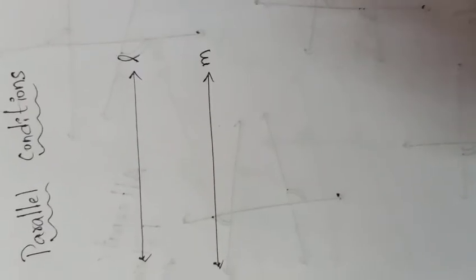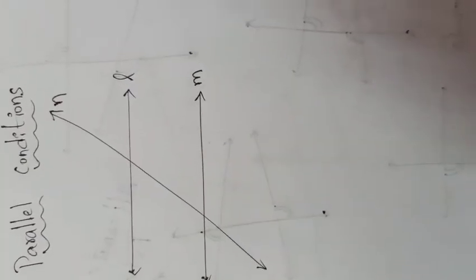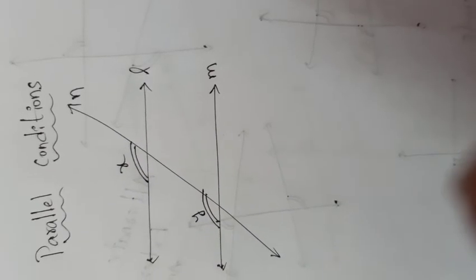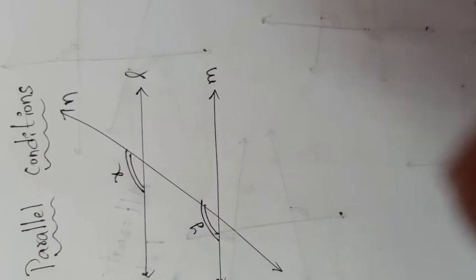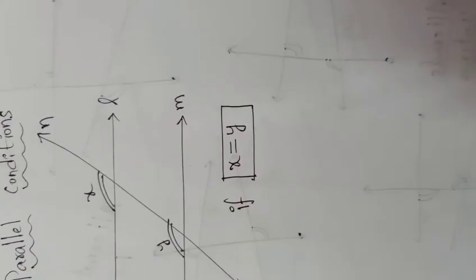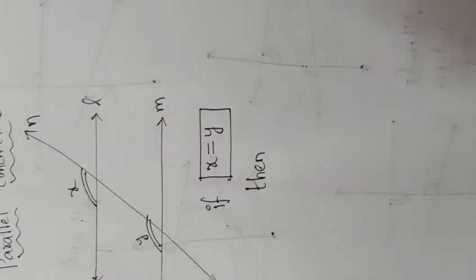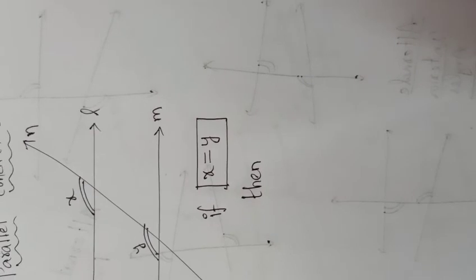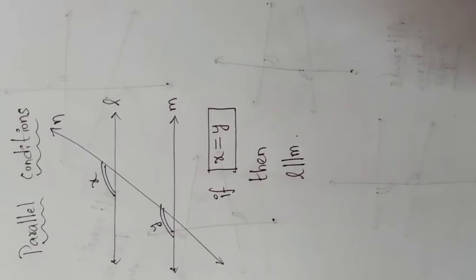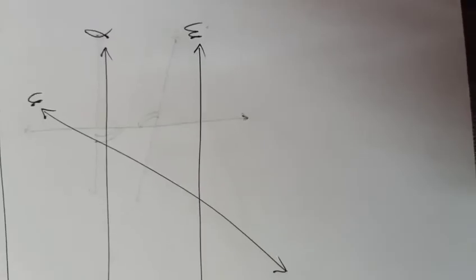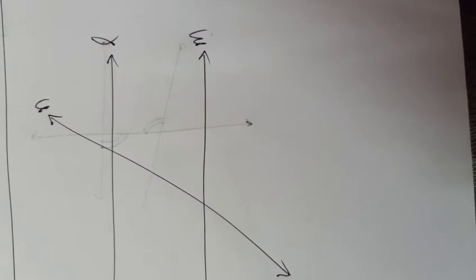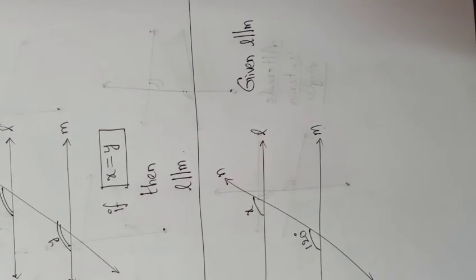Now, parallel conditions. When two lines are parallel, what will be the conditions? L is a line, M is a line, N is a transversal, and X, Y are two corresponding angles. The condition is: if X is equal to Y, if one pair of corresponding angles are equal, then L is parallel to M. In the same way, the converse is also true. If L is parallel to M, then the corresponding angles are also equal.